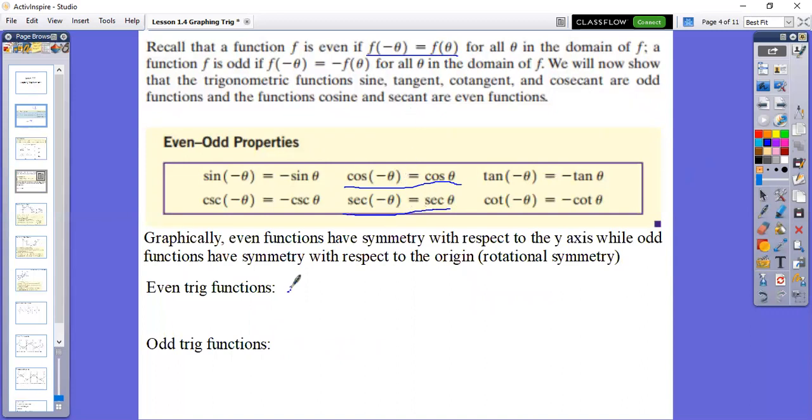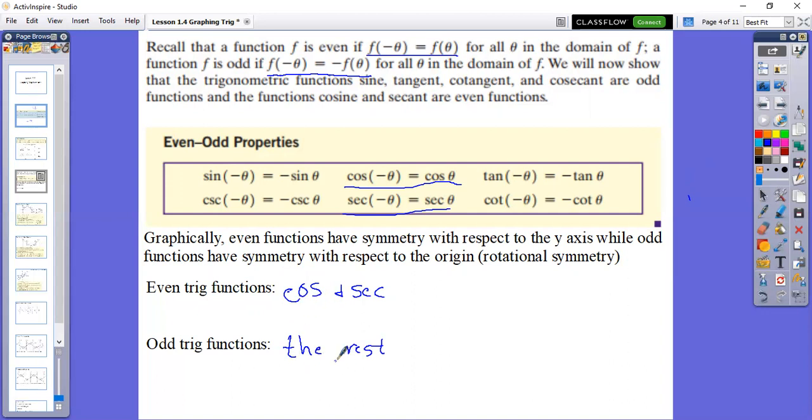So our even trig functions are cosine and secant, and our odd trig functions are all the rest, because with all the rest we see that f of negative theta is equal to negative f of theta. The reason that this helps when it comes to drawing the graph is even functions have reflectional symmetry across the y-axis, and odd functions have rotational symmetry around the origin, which means this is going to help me when drawing the graph, because if I can draw just the first and fourth quadrants of cosine and secant, I can reflect it over the y-axis and draw the rest.